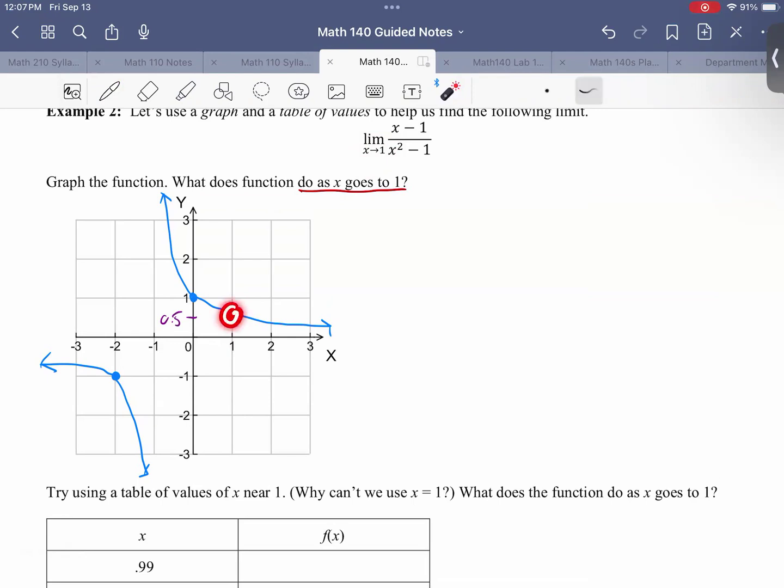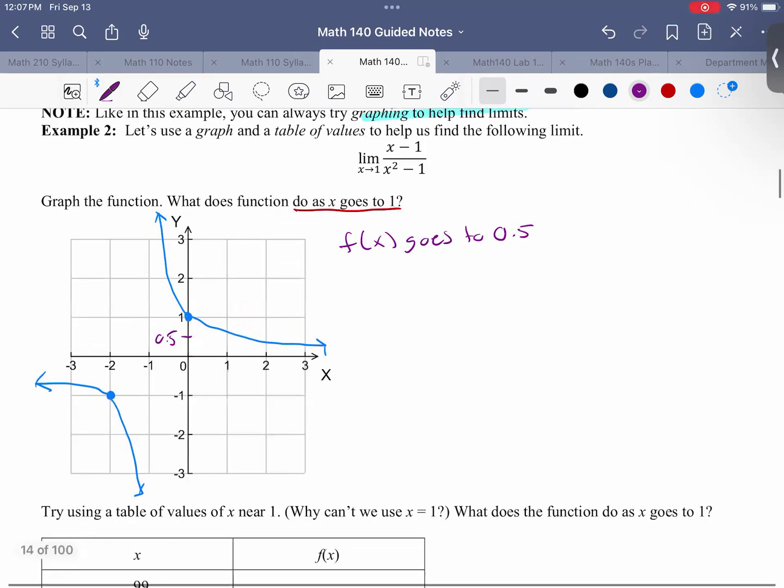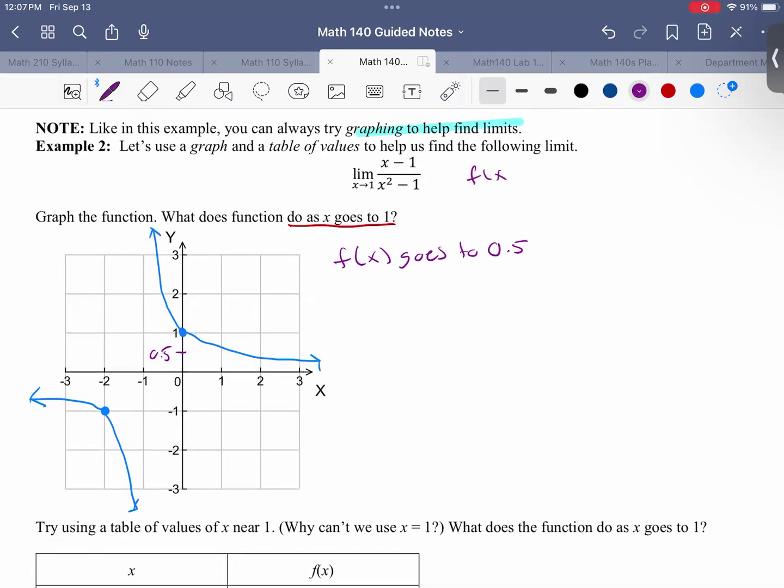So the limit as x goes to 1 of this function looks like 0.5. So I'll say f of x goes to 0.5. f of x is just the function we're checking. So it looks like it's going to 0.5, right? That's just checking it out graphically.